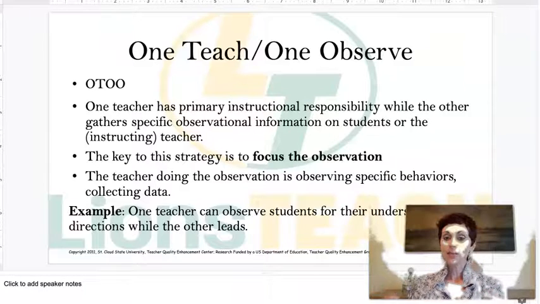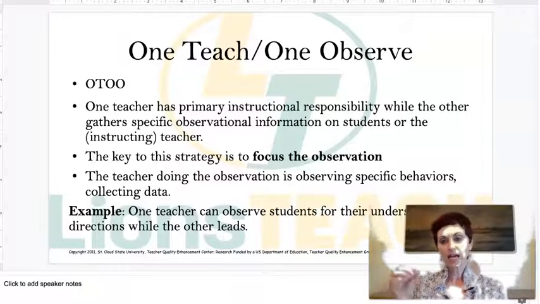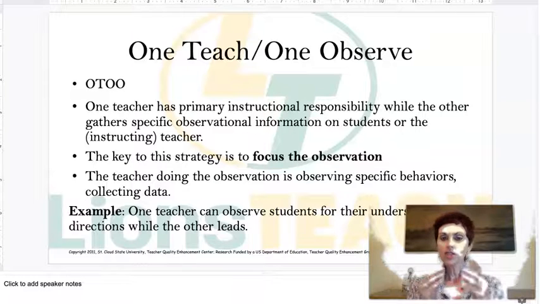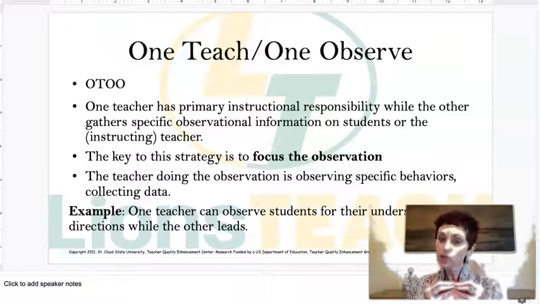So, for example, one teacher may be teaching the class and the other teacher is observing to check for understanding with students. What's really important with this model is that the observation has to be specific. So it's going to be important for you resident teachers and mentor teachers to come up with what that observation is going to look like. What are you looking for?